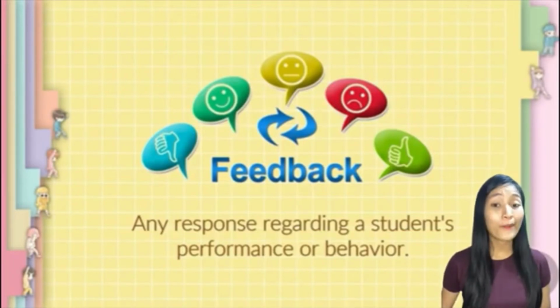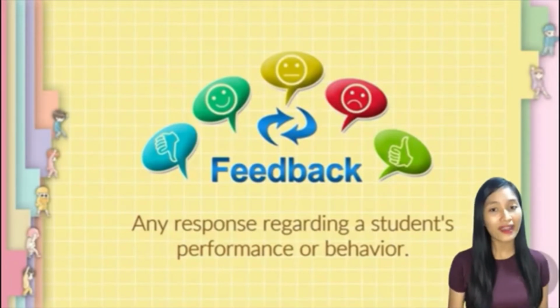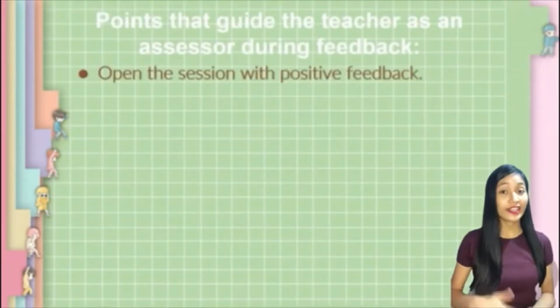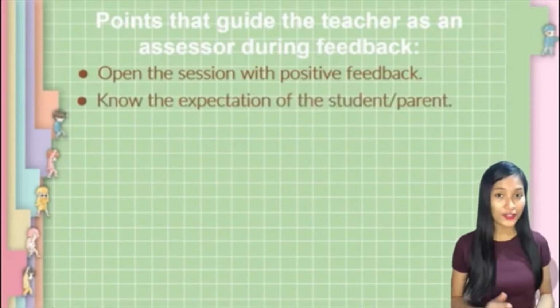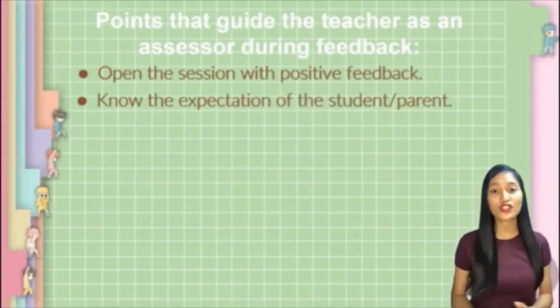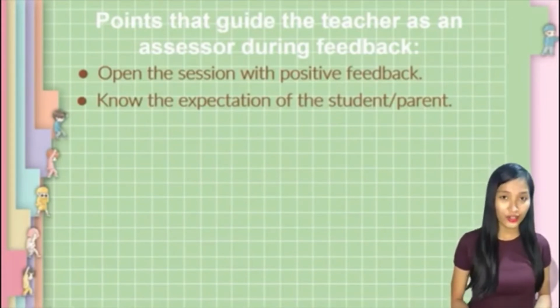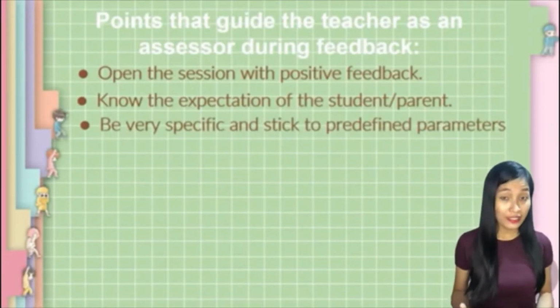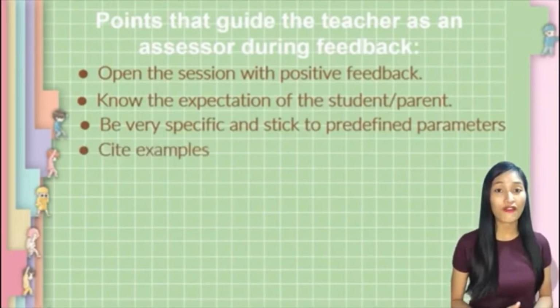And here are some points that can guide the teacher as an assessor during the feedback. So first, a cliche which works effectively is to open the session with positive feedback. Next is to know the expectation of the student or the parent from the feedback session, and it acts as a compass for the teacher as an assessor. So we must be very specific and stick to the predefined parameters or competencies to make references. And next is to cite examples whenever possible to help the student or the parent understand better.